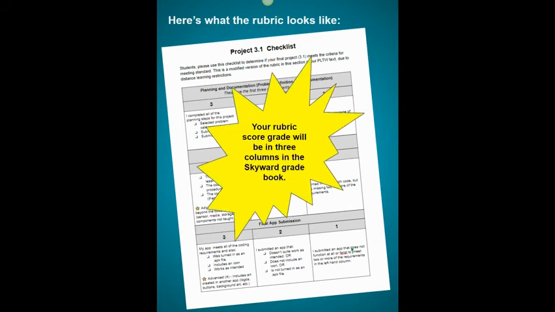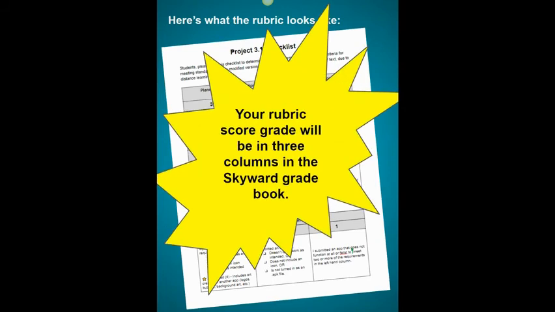In terms of your grade, your rubric score will be in 3 columns in the Skyward gradebook. It'll be for the planning, for the code, and for the final app, just like on the rubric. And those will not be the check marks like most of this quarter. This will be your rubric score.